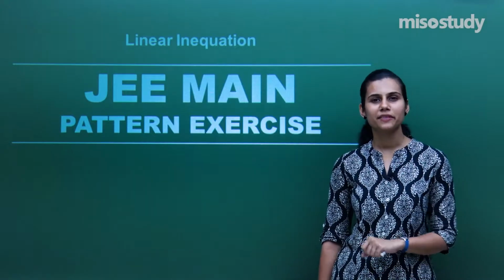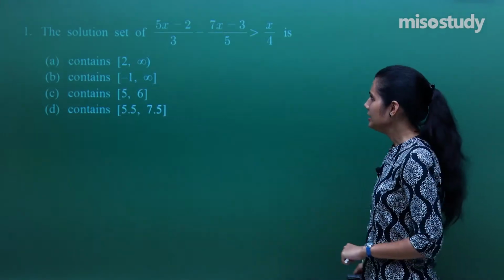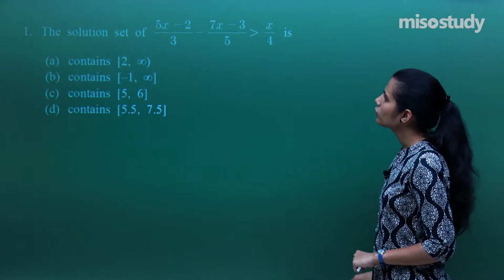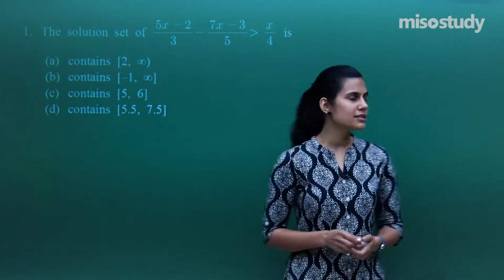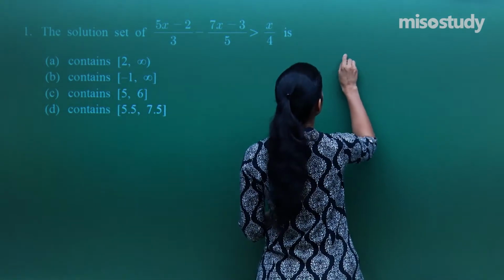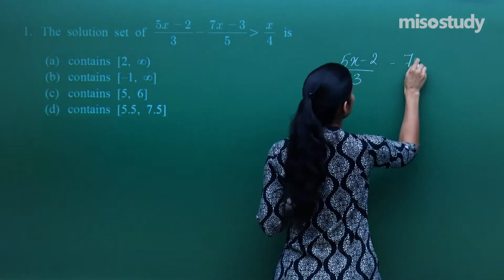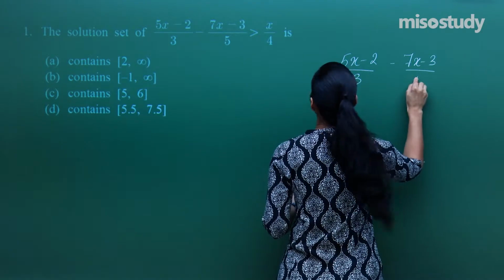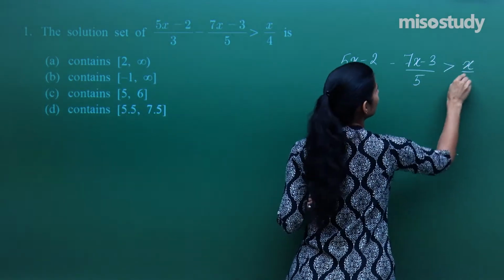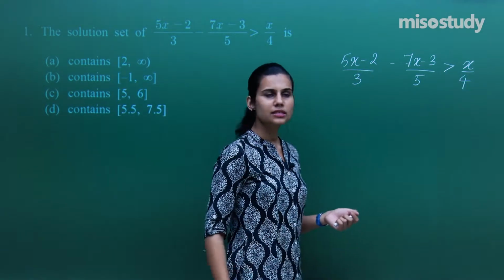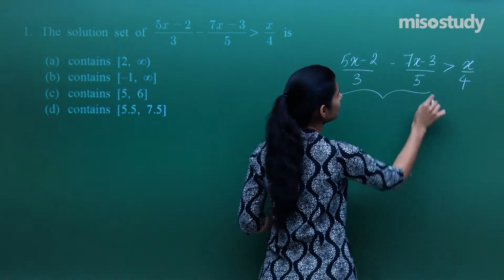Okay guys, let's begin the discussion over the questions. The solution set of this inequation is going to be what? So let's begin solving. It is (5x minus 2)/3 minus (7x minus 3)/5 is greater than x/4. How do you begin with the solution? You basically compute the LCM.